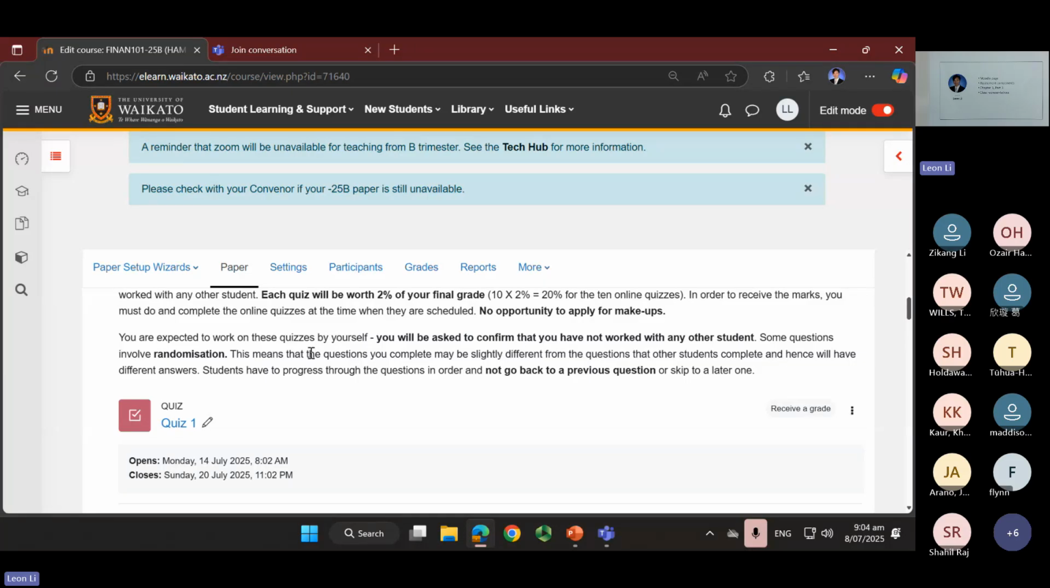So we have some settings. For example, randomization. That means the questions will be random. Your question 1 will not be the question 1 for other students. All right. And you are unable to go back to the previous question. When you answer question 2, you cannot go back to question 1. All right. So I just want to make sure the students do the quiz themselves.